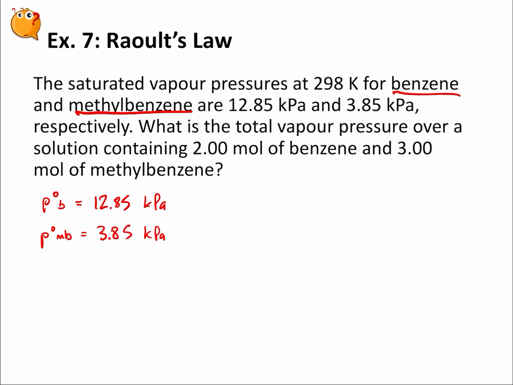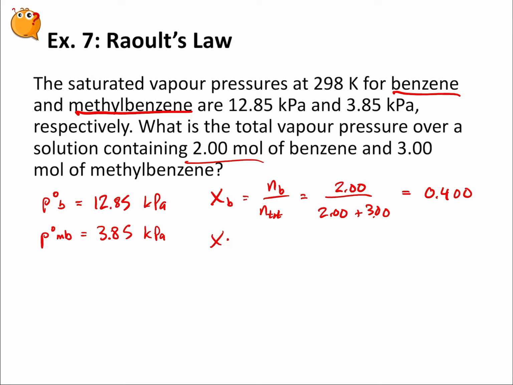Well, we could say then the mole fraction for benzene is moles of benzene over total moles, which is the moles of benzene is 2, and the total is 2.00 plus 3.00. And that's 2 over 5, which is 0.4. And the mole fraction of methylbenzene is 3 over 5, which is 0.600.